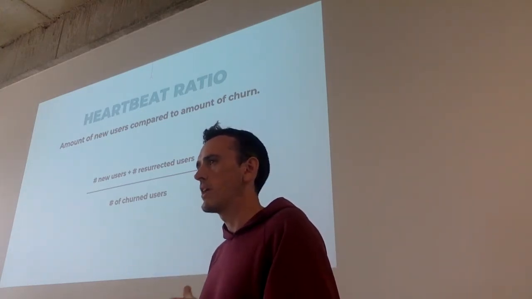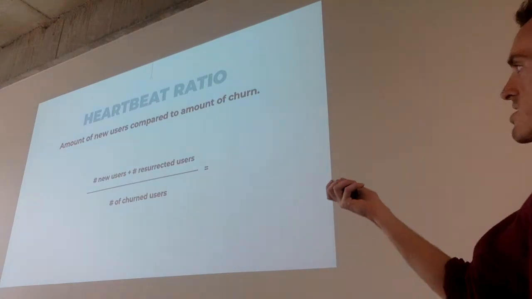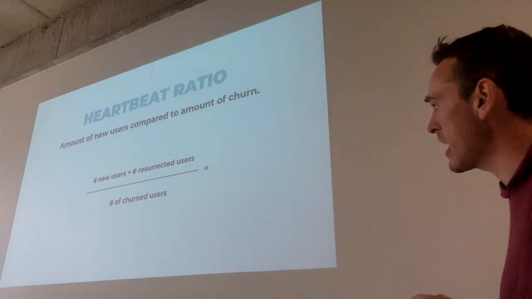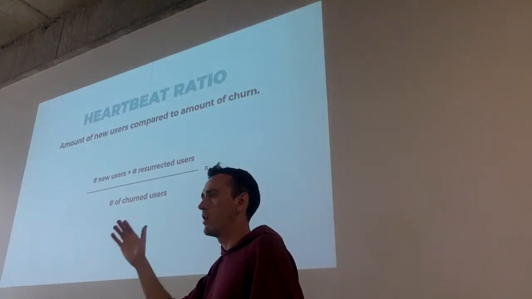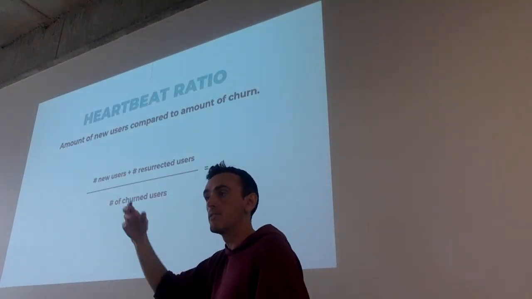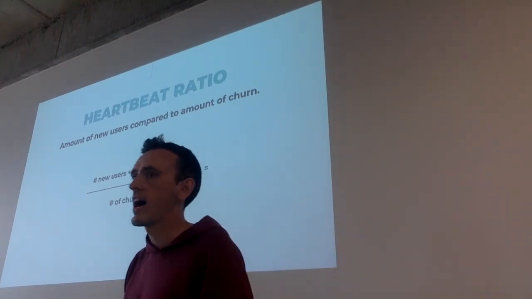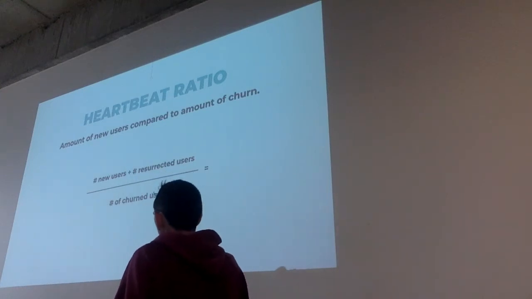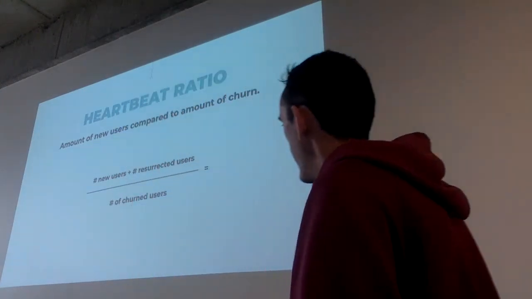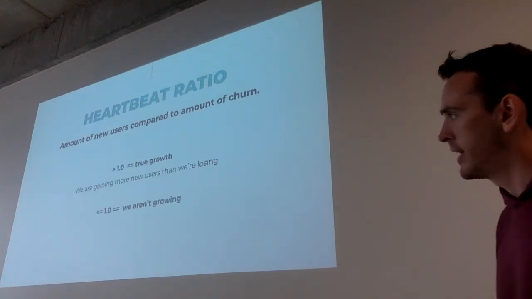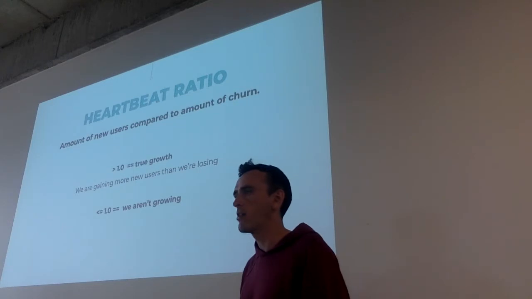This number will also indicate whether or not we have what I would call true growth. And the formula is quite simple. The formula is basically you take the total amount of new users, the total amount of people that you have in the new user segment, you add that to the amount of resurrected users that you have in that segment, and then you divide it by the total amount of churned users on your entire platform. And then the result is going to be a number either lower than 1 or higher than 1.